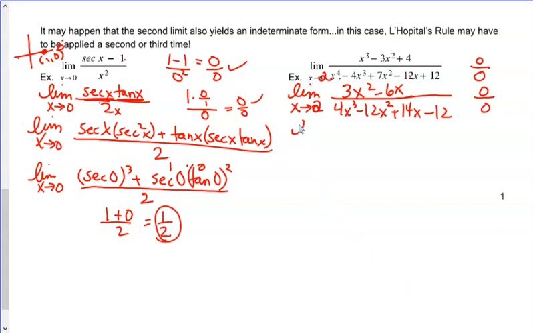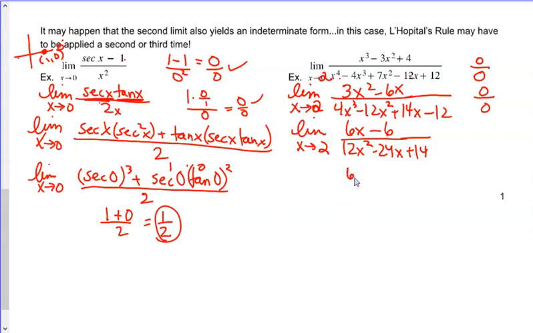I have to do it with the limit now as x approaches 2 of taking the derivative gives me a 6x minus 6 all over. Taking the derivative here is a 12x squared minus a 24x plus a 14. Derivative of negative 12 is 0. And now again we try to plug a 2 in.